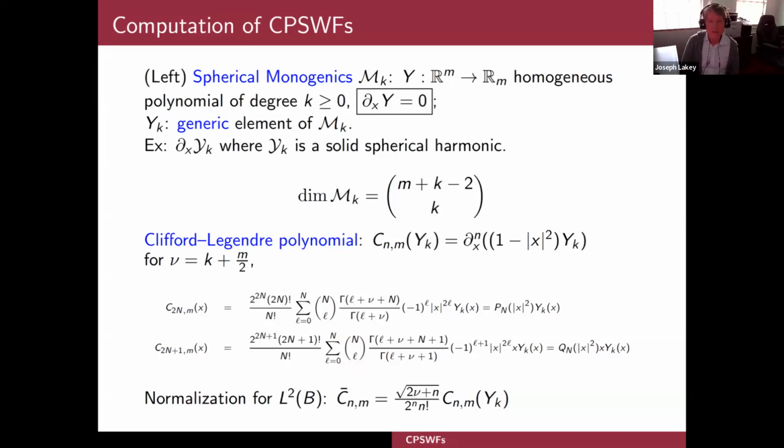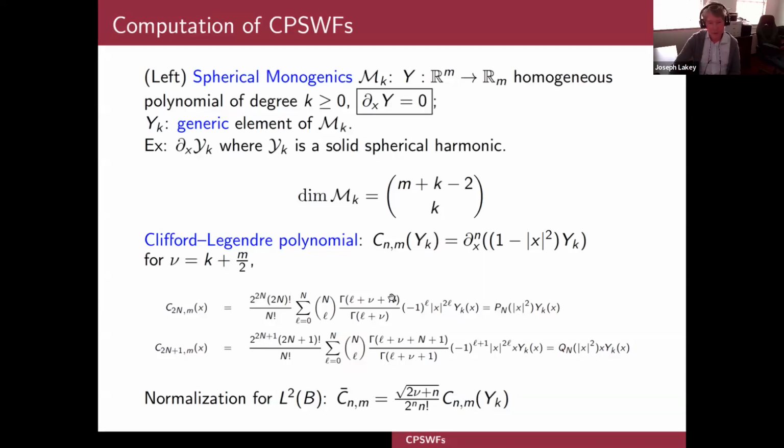And so you can define Clifford Legendre polynomials as analogs of Legendre polynomials, where instead of taking d/dt and hitting 1 minus x squared with d/dx n times, you're taking 1 minus the modulus of x squared, vector x squared, and hitting it with the Dirac operator after you multiply by one of these spherical monogenics. And what does spherical monogenic mean? In the algebra, it means that they're in the kernel of the Dirac operator. So when you apply the Leibniz formula for the Dirac operator, that kills the spherical monogenic part. So you end up with just a polynomial times the spherical monogenic after you apply the Dirac operator n times.